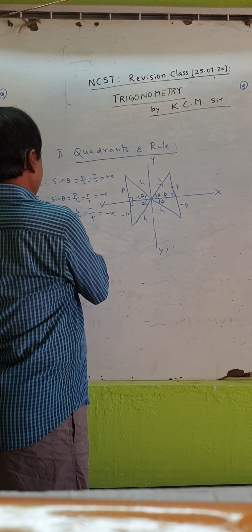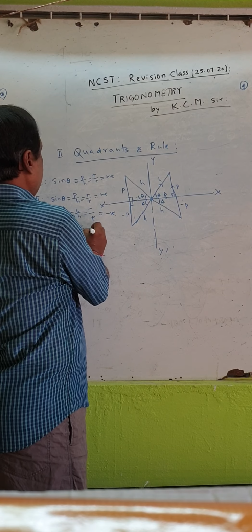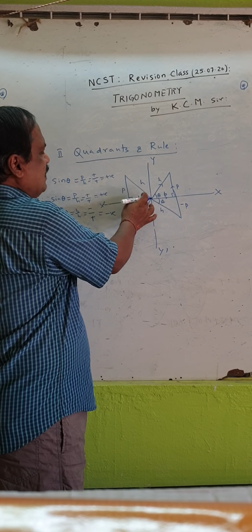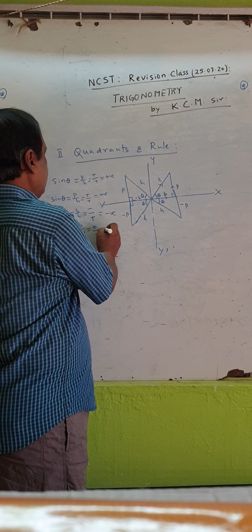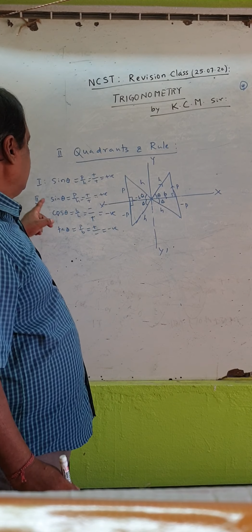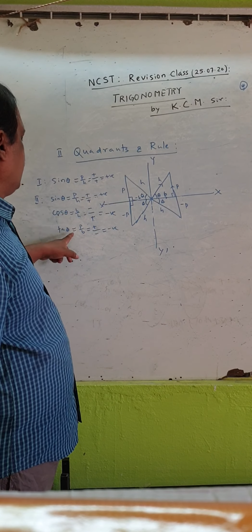Tan theta is P by B. P is positive here, B is negative here. So positive by negative means negative. Therefore in second quadrant, sin is positive, cos is negative, tan is negative.